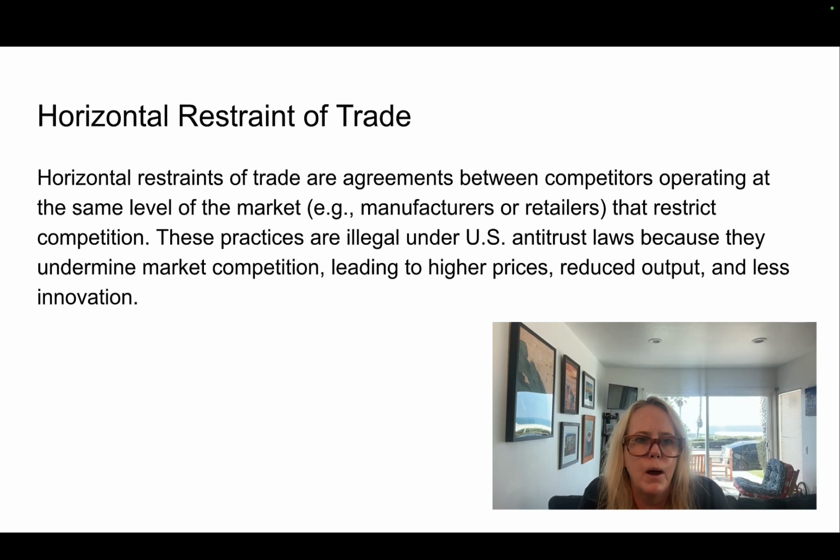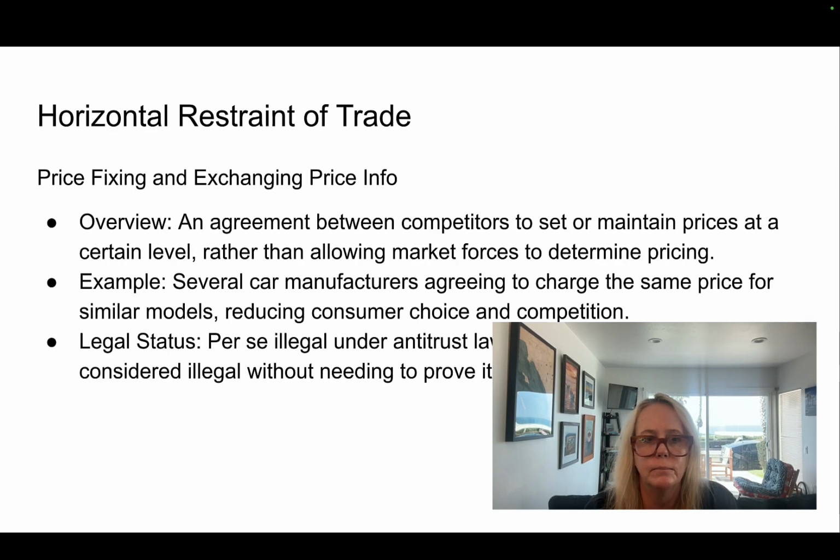So let's talk about restraints of trade. There are two types of restraint of trade: horizontal restraint of trade and vertical restraint of trade. Horizontal restraints of trade are agreements made between competitors operating at the same level of the market that restrict competition. So two competitors, Coke and Pepsi. These practices are illegal under U.S. antitrust laws because they undermine market competition. They lead to higher prices, reduced output, and less innovation.